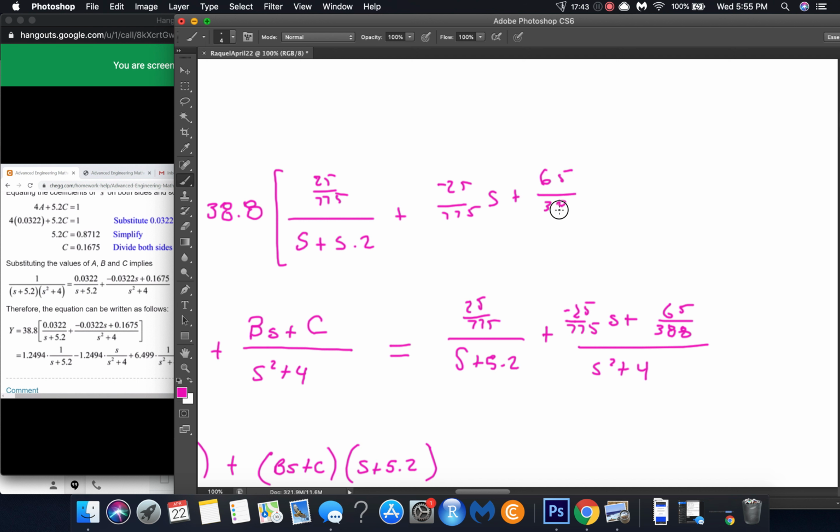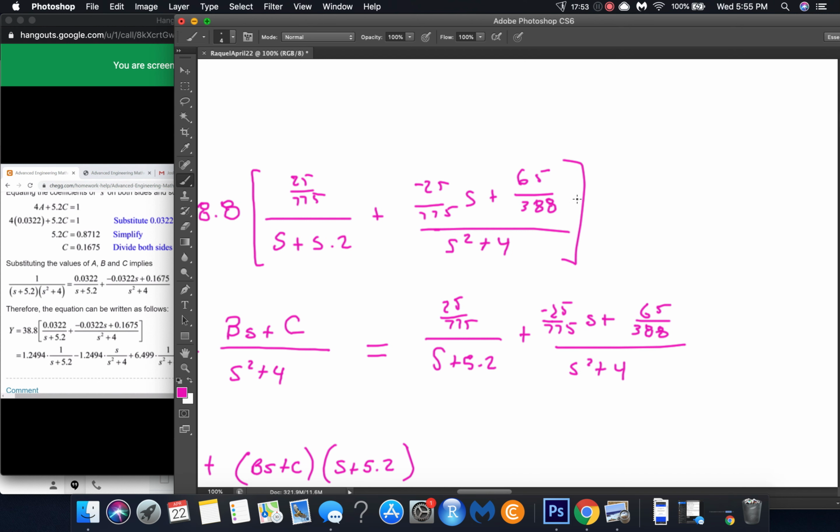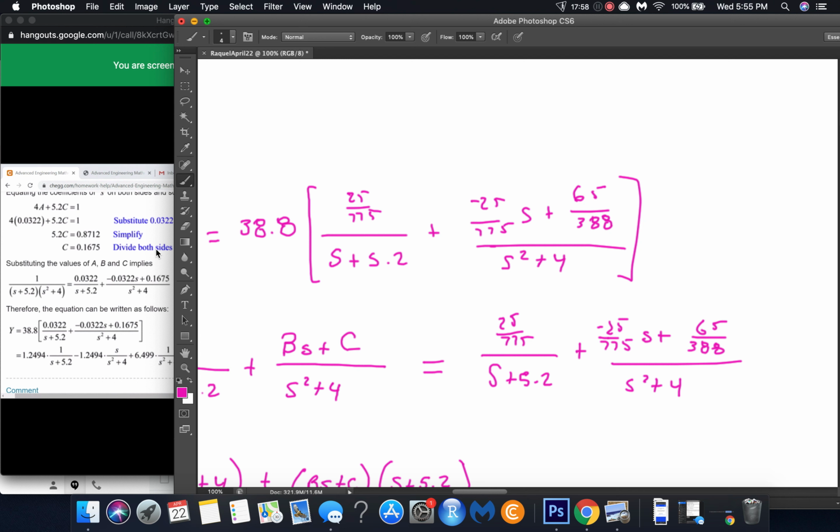It's not as intuitive as it should be. There are a lot of bumps in that road. So now that gives you that. You can multiply that 38.8 by these numbers. It's up to you. But now, if you scroll a little bit lower.